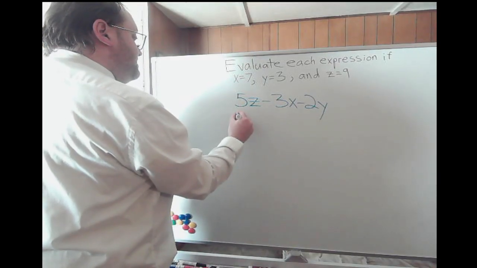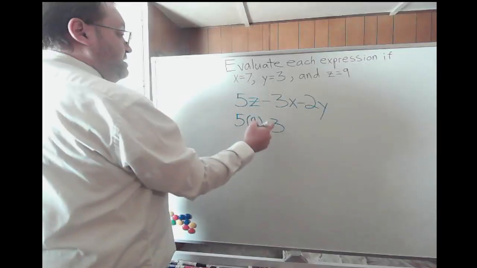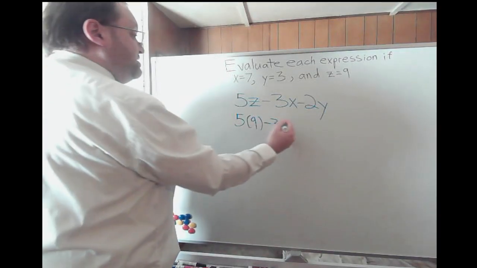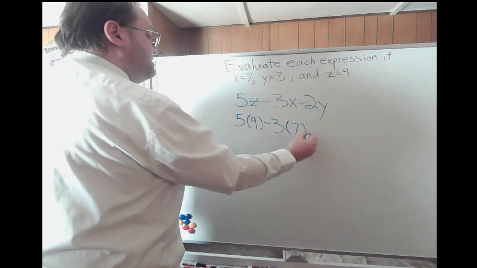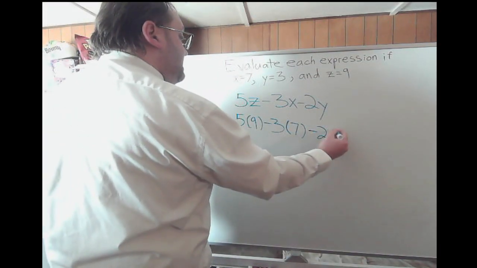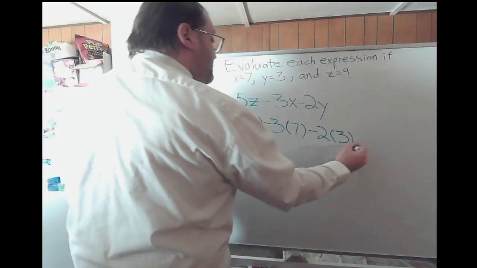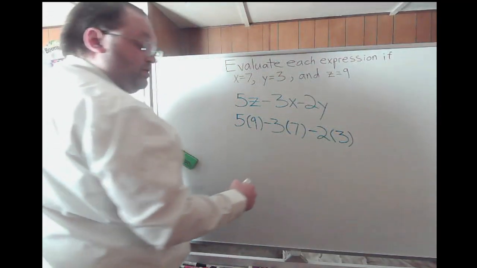You would have 5 times 9 minus the 3 times the value of x. Well, x equals 7. You would stick 7 in for x. You'd have 3 times 7 minus 2 times stick in the value of y, which is 3. And then you would have a nice order of operations equation.